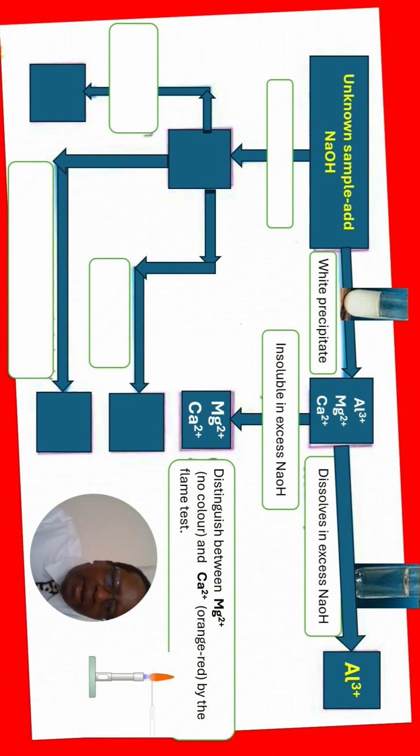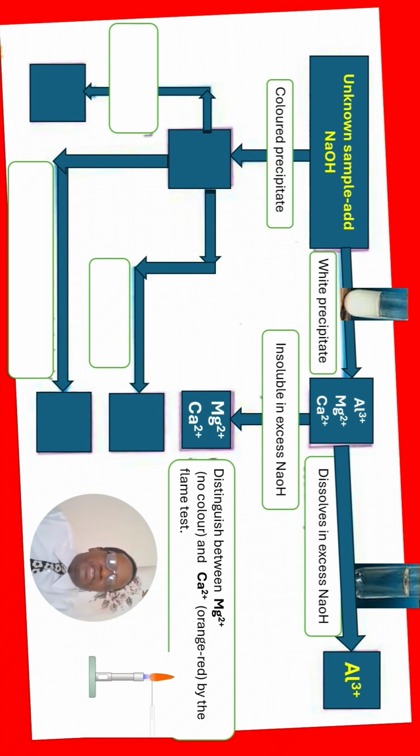We're going to go back to the unknown sample here. If a colored precipitate is formed, then it's likely to contain copper ion 2 and ion 3.